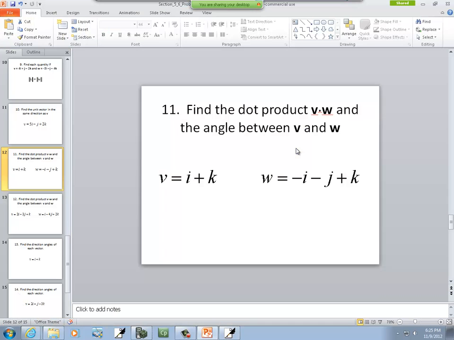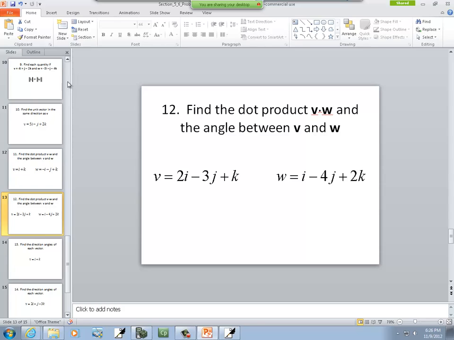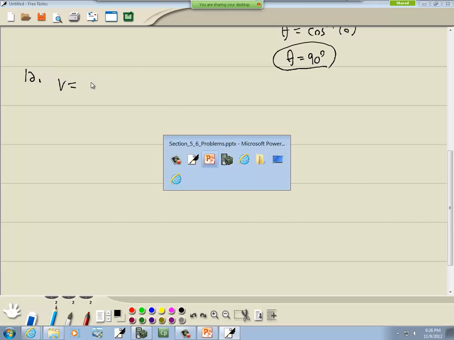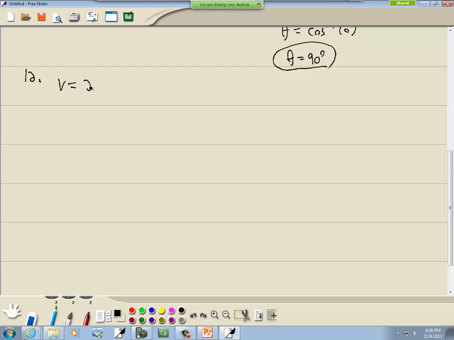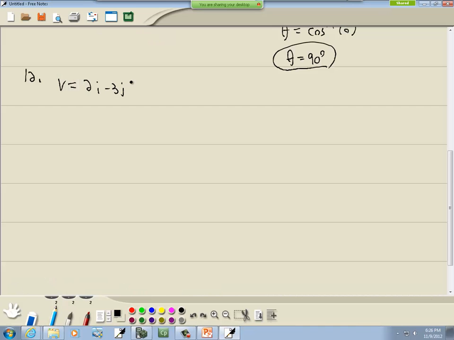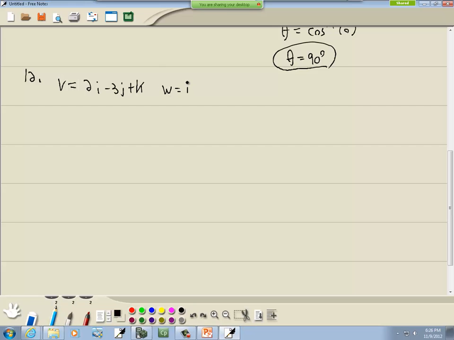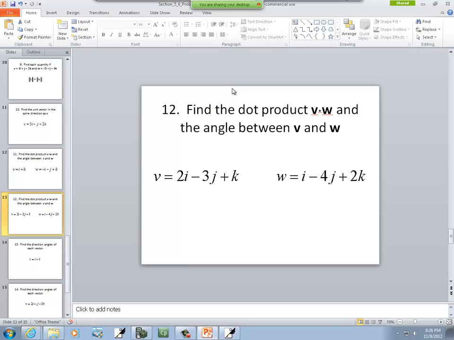I think we got one more of those. There we go. Then we're going to take a look at the direction angles. Now in this one, we got V equal to 2i minus 3j plus k. And W is equal to i minus 4j plus 2k.